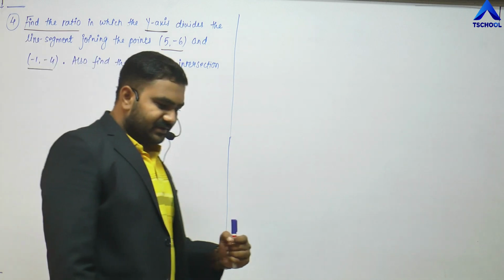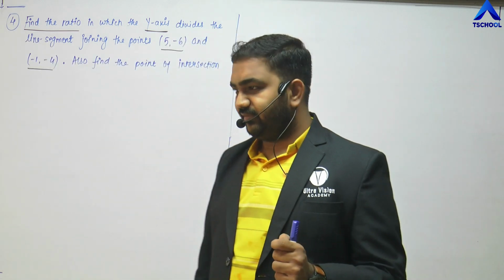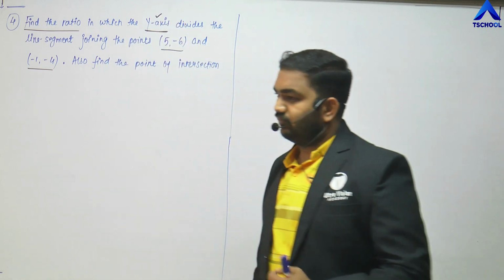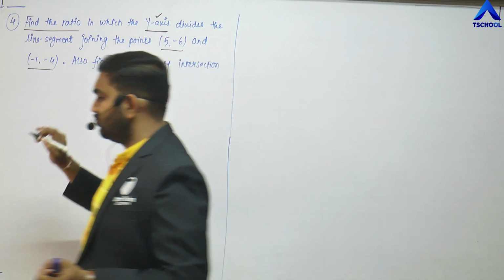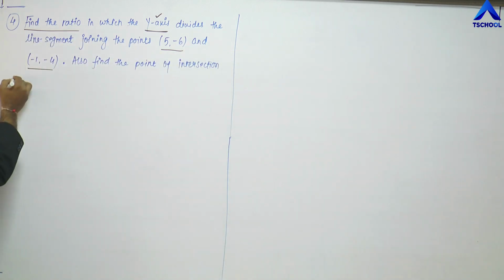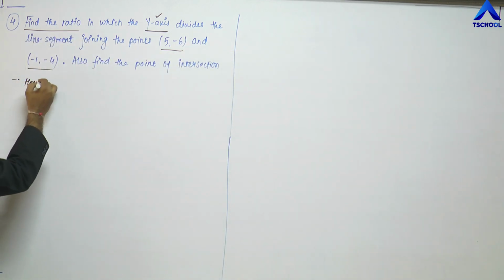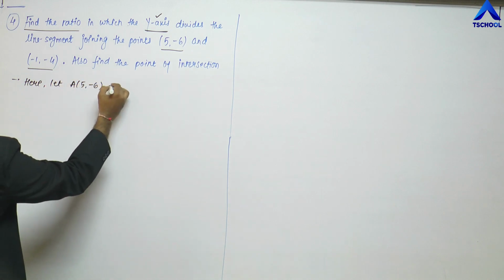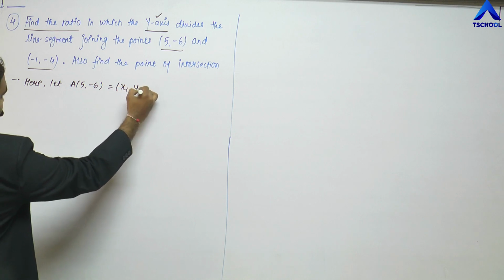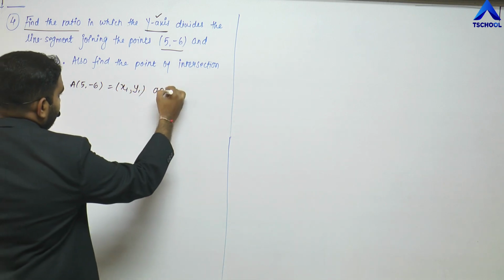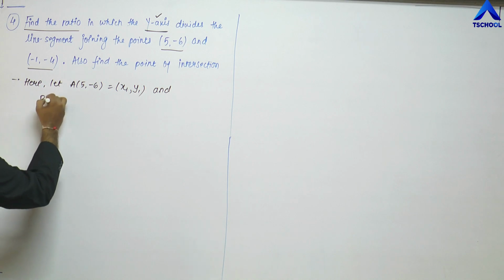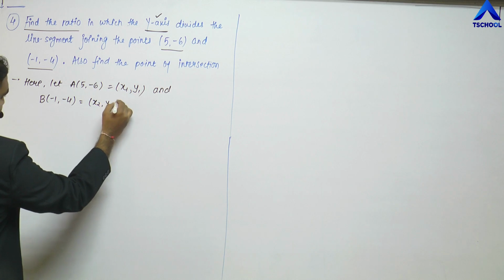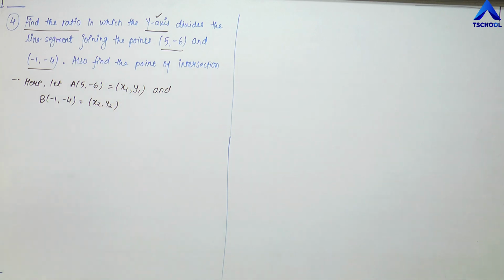Now let us understand what is dividing in this question. The y-axis is dividing the line segment joining these 2 points. So let me write that down here: let A (5, -6) equal x1, y1 and B (-1, -4) equal x2, y2. Now understand the situation.